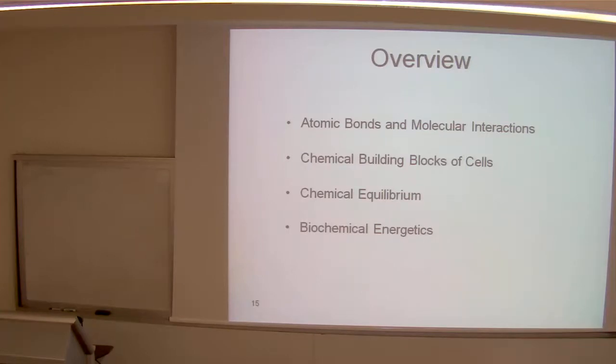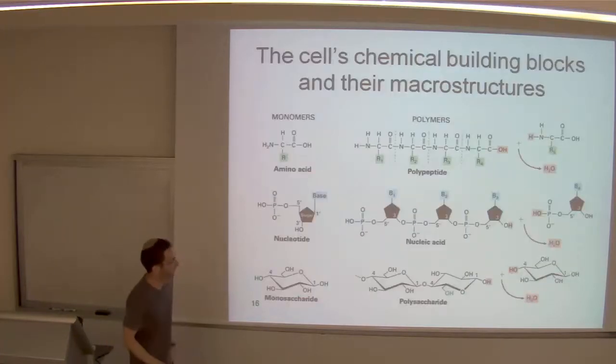So this was atomic bonds and molecular interactions. And now let's see what we can build with these different interactions, with these different bonds. So, chemical building blocks of cells.